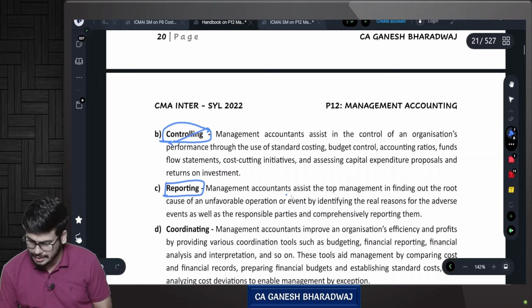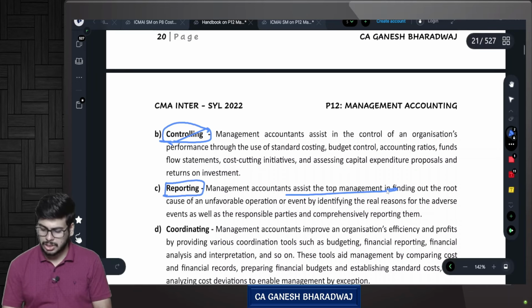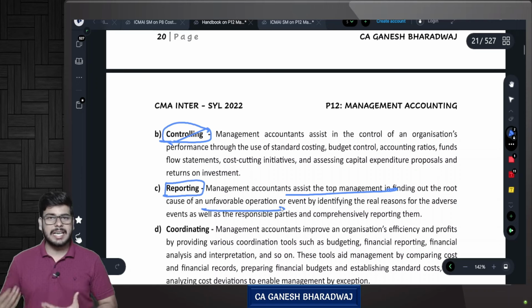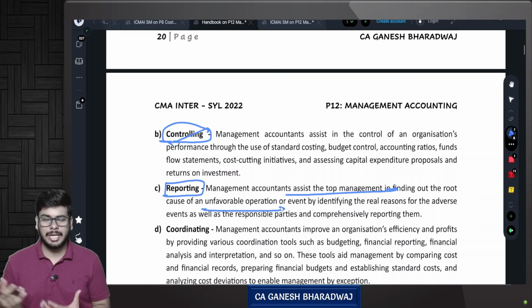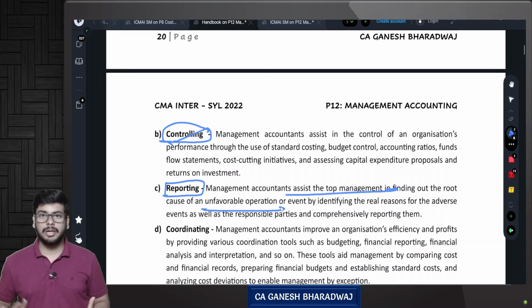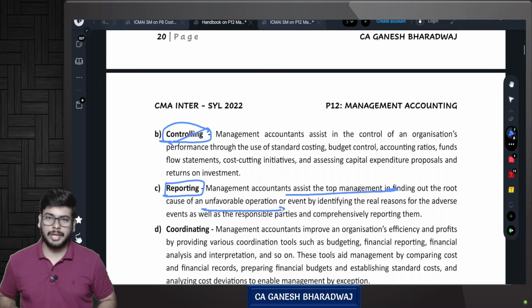Yes, you need to assist the top management in finding out the root cause of unfavorable operations. In case there is an unfavorable operation, we saw that in the shutdown versus continue decision, that was an unfavorable area. So you need to clearly tell them the accountant's report is wrong. Look at this, this is the scenario-wise analysis I am making. Management accountant's report. Now that makes more sense.